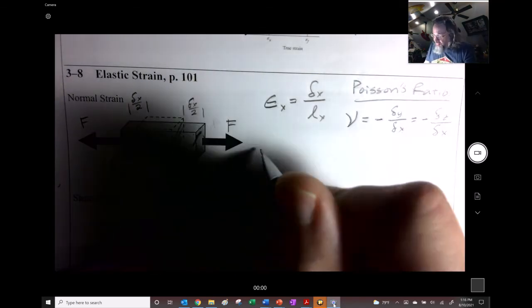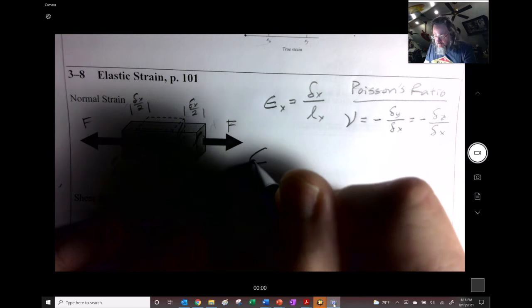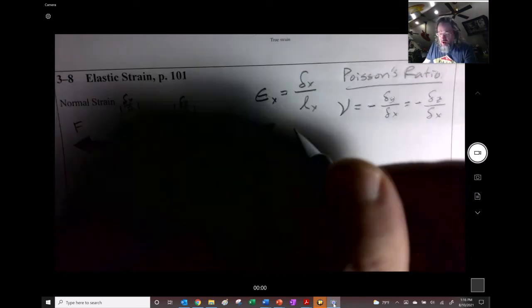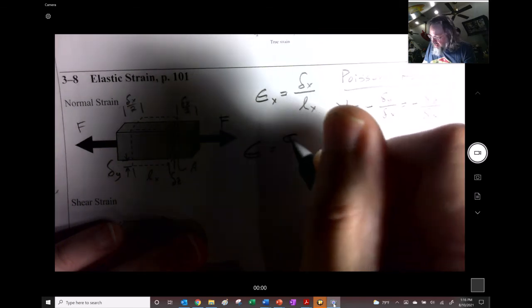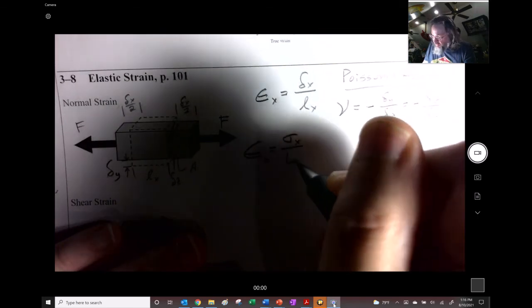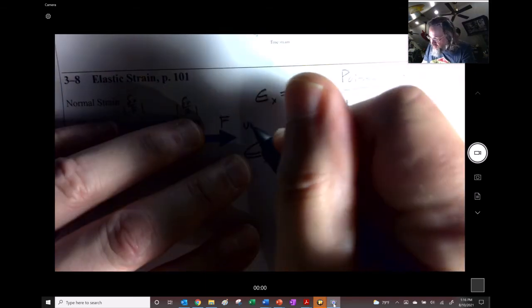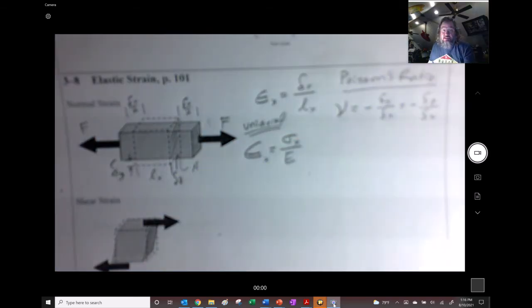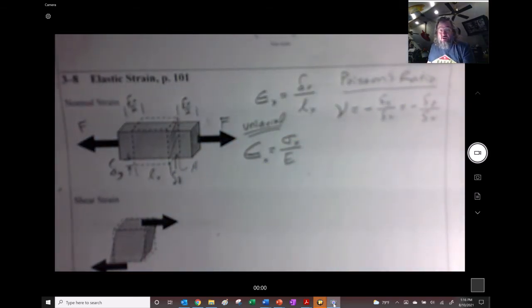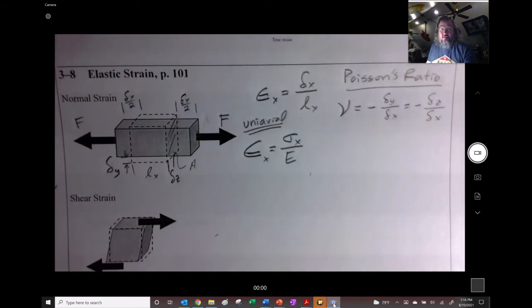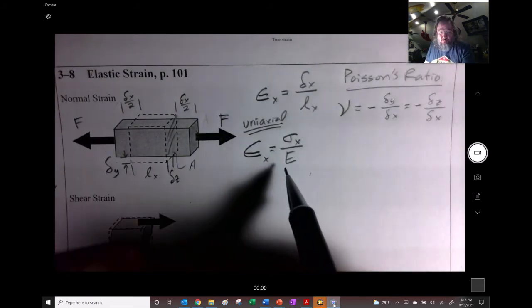So a relationship that we can get is that, if we take Hooke's law, we can reverse Hooke's law and say in the x direction we have this. That's only for uniaxial stress. For uniaxial loading, if it's only in one direction, only one force being placed onto the thing, we will have this simple relationship.